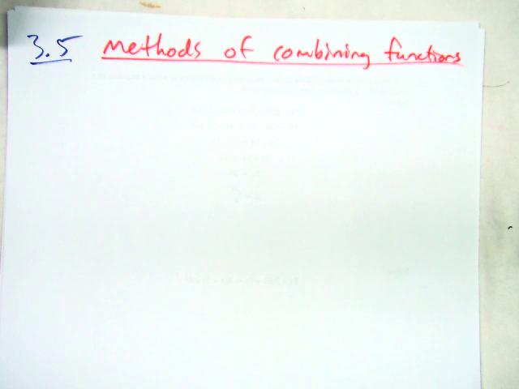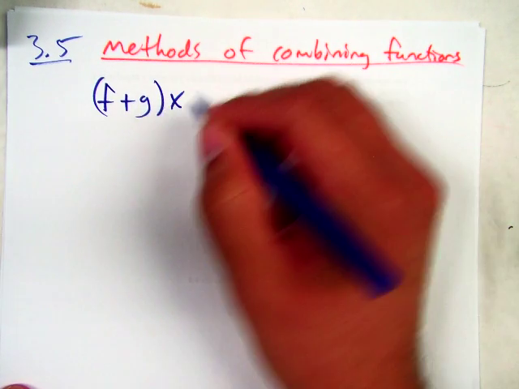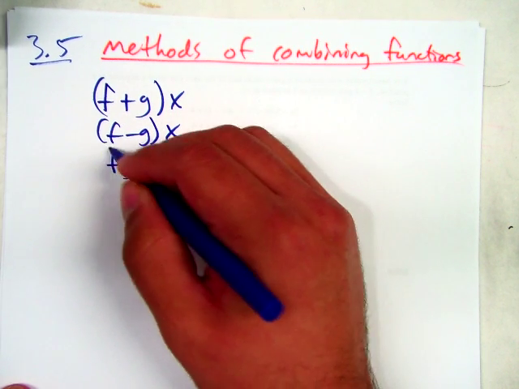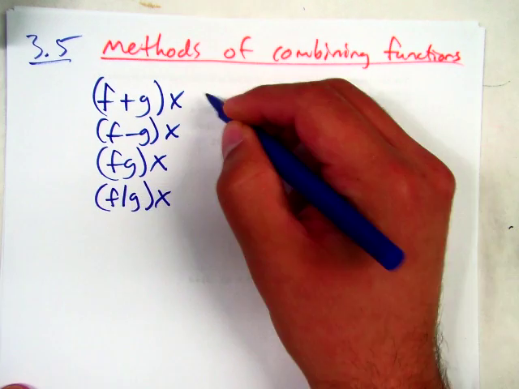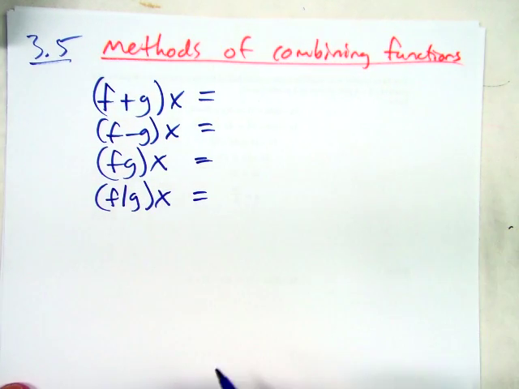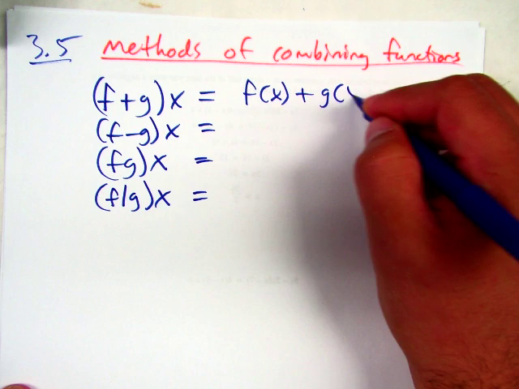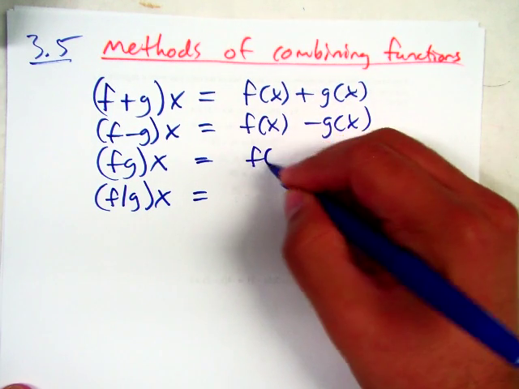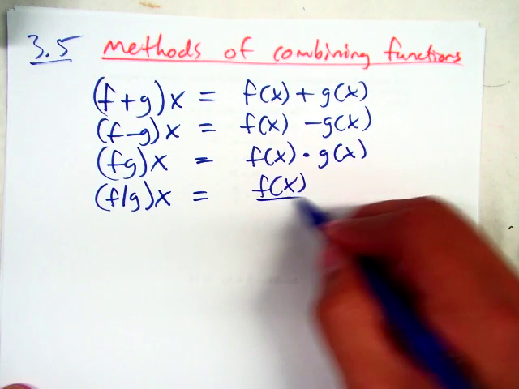look something like this. You could add functions together. You could subtract them. You could multiply them. And you could also divide them. And the way to add, subtract, multiply, and divide is to do exactly what you think you would do, which is to take f of x and add it with g of x, or f of x minus g of x, f of x times g of x, or f of x over g of x.